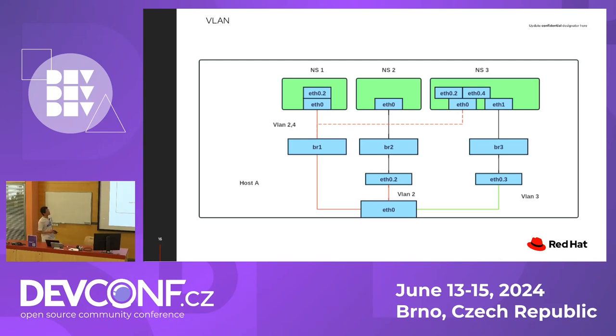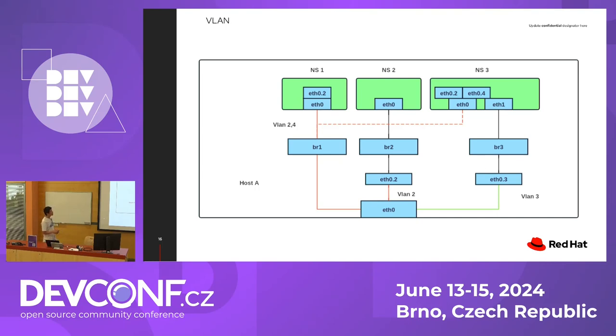Let's see. A complex topology like this. Each VM or each namespace has its own requirements. For example, NS1 wants to receive VLAN 2 packets, untagged on its own interface. So we connect this to bridge 1, and bridge 1 connects to eth0, which goes out of the bridge. So the VLAN 2 packets can go through there to NS1 directly.